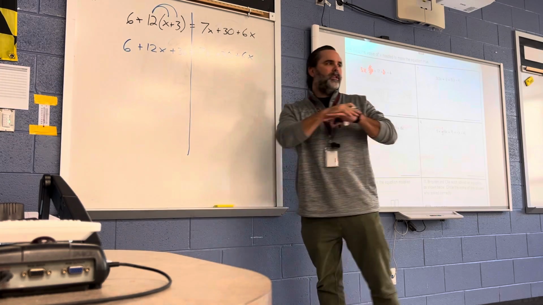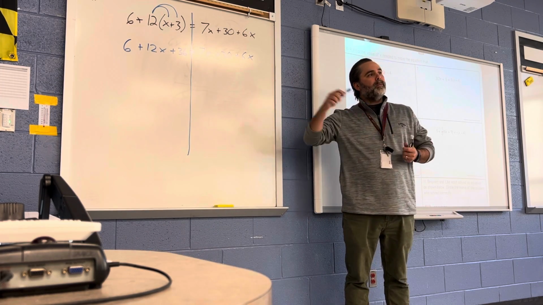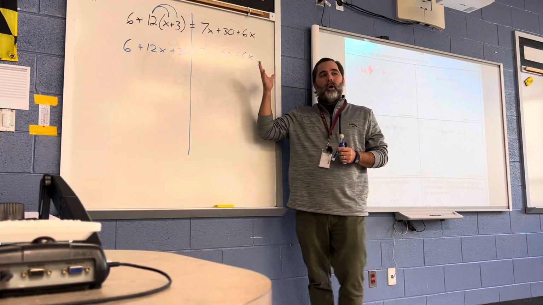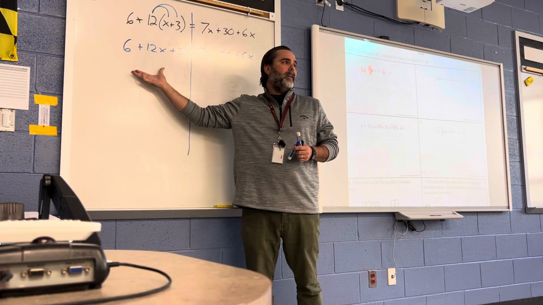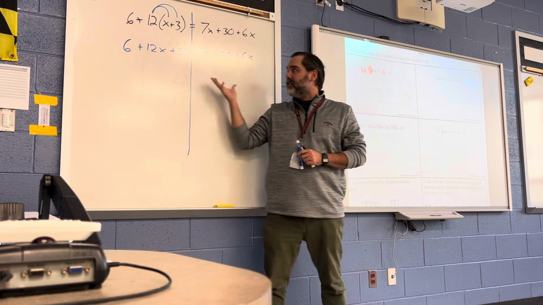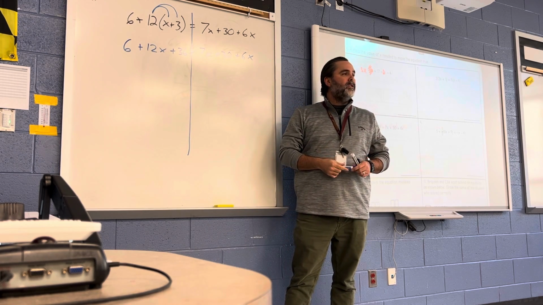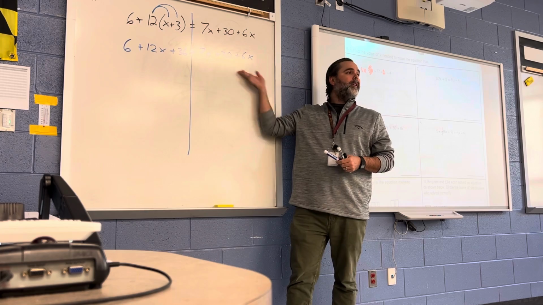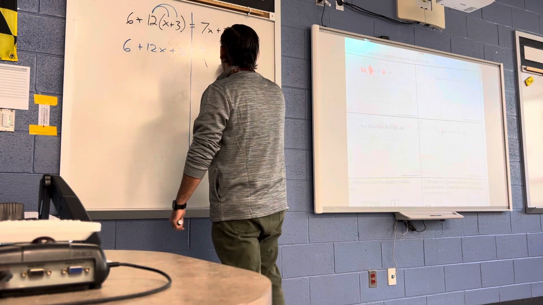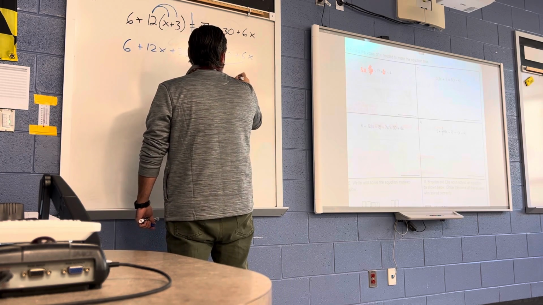Okay, distribution is done. Now we need to start deciding, are we ready to move things from side to side? To decide that, we need to figure out, are these sides simplified? Can this side be condensed any? Yeah, so we combine like terms. Are there any like terms on the right side? Yeah. Which ones? 7x and 6x. And 7x and 6x give me 13x, and then plus 30.